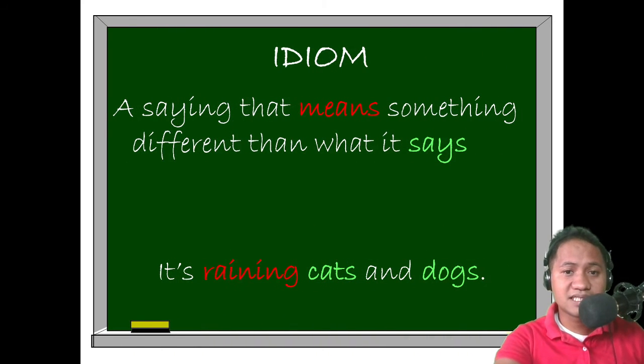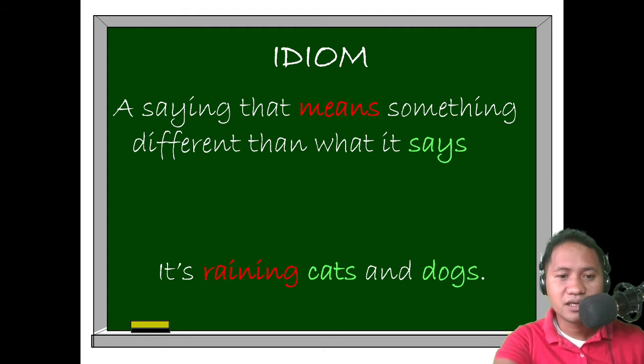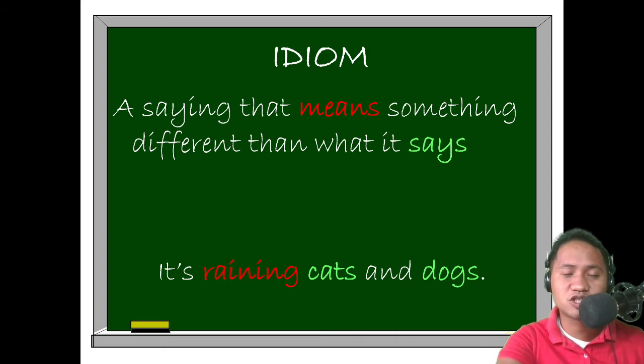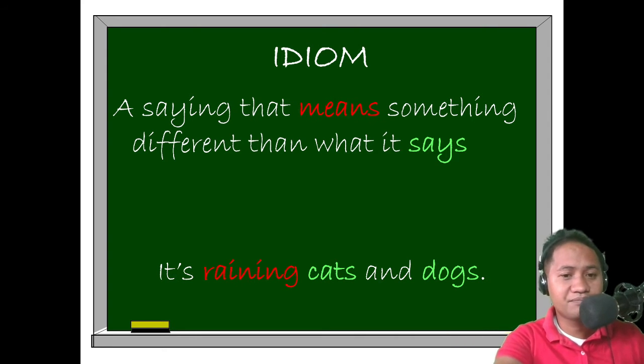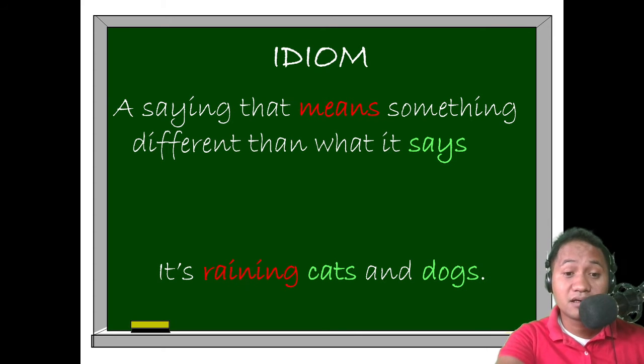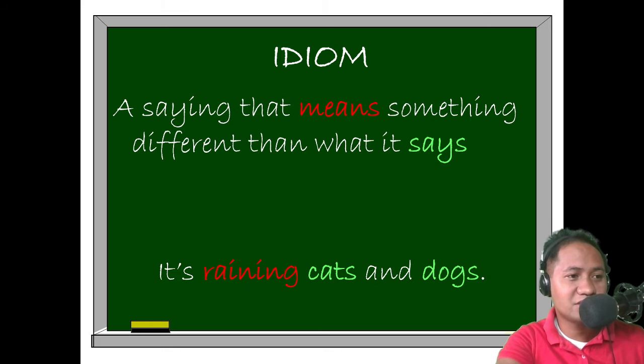Idiom. A saying that means something's different than what it says. Atong keyword diha, lahi ang iyang meaning. Example, it's raining cats and dogs. Nag-ulan og iro og iring, pwede ba day na? But what it means is that kusog kaayo ang ulan nga mura naga bagyo.